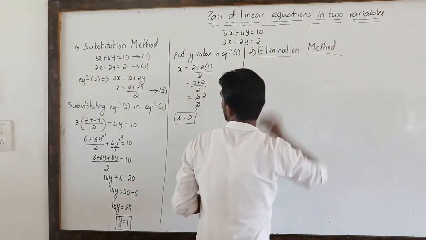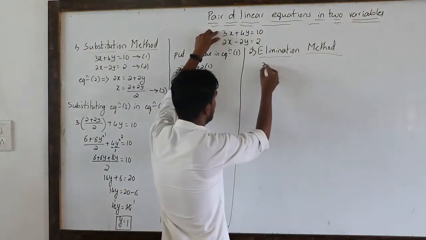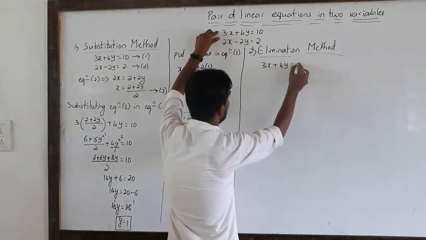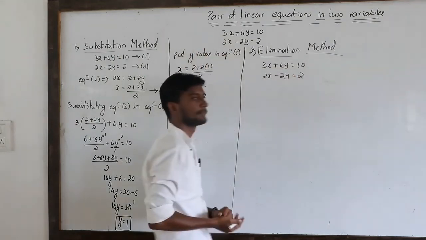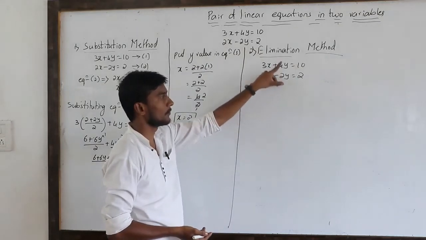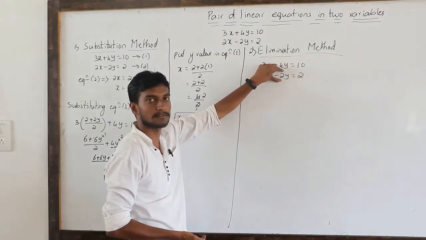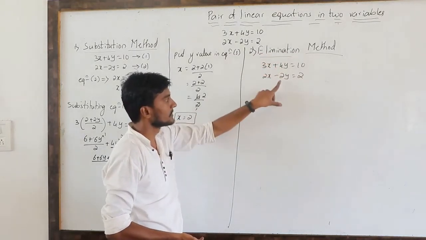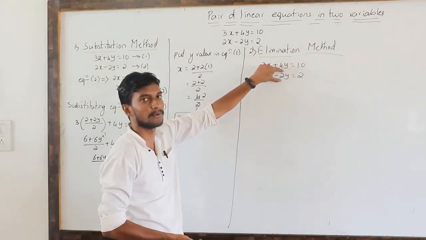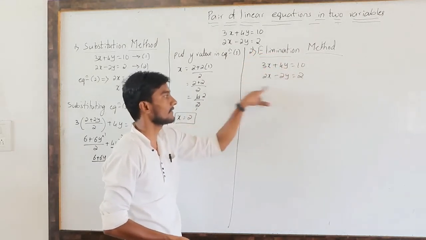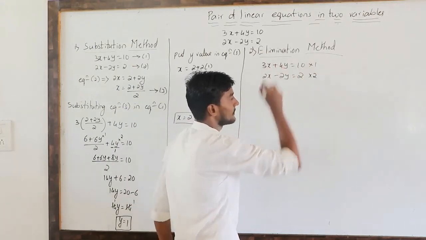So next, the second method is the elimination method. 3x plus 4y is equal to 10. 2x minus 2y is equal to 2. So here I want to eliminate y. The coefficient of y in the first equation is 4. The coefficient of y in the second equation is minus 2. So this 2 I want to make it 4, because here 4y is there. If you want to make it 4, you have to multiply 2 for the second equation. For this I will multiply 1, for this I will multiply 2.